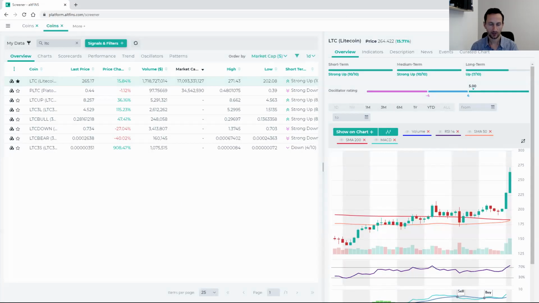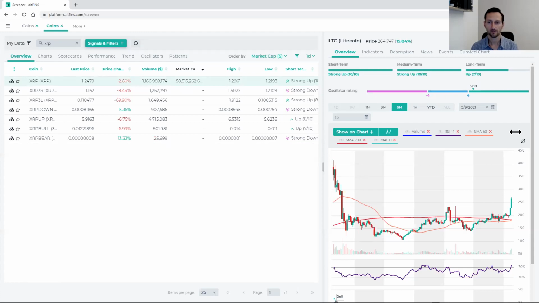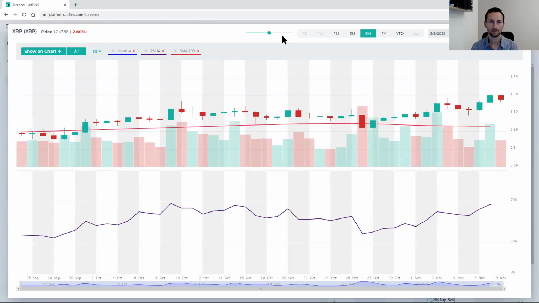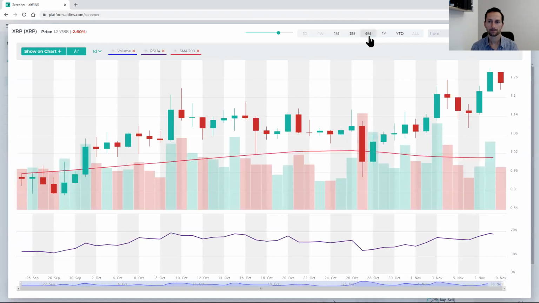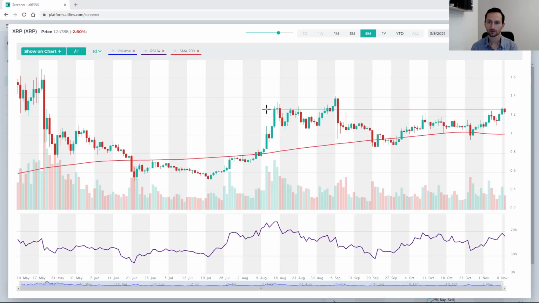Another chart I wanted to take a look at is XRP, Ripple. Ripple has been trading in a sideways channel between $1 and $1.25, and it's getting close. $1.25, I believe, is right now where it's at, just under it. So it's right here somewhere. So again, it's one to keep an eye on.